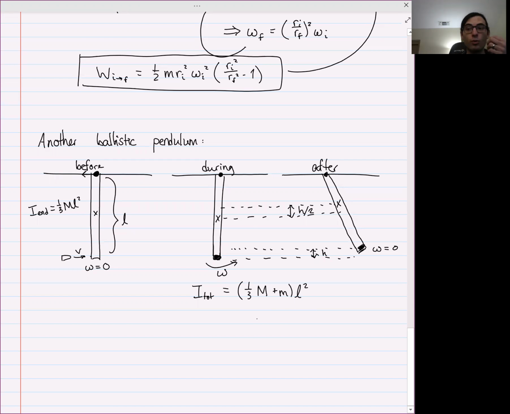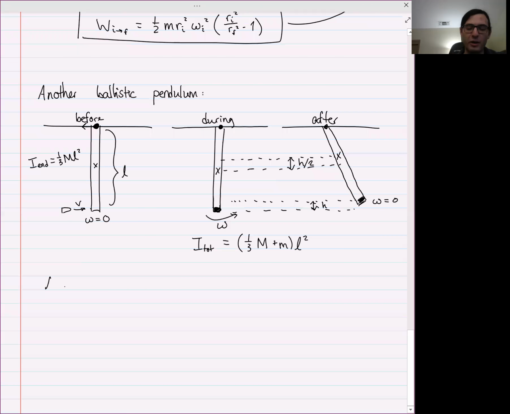Okay, hopefully I've already justified why it's reasonable to suspect that angular momentum is conserved. If you still don't believe me, consider what the external forces are. Well, there's gravity, but at least in the before-to-during phase, gravity points downwards, and the radial vector from the hinge to where the force is applied also points downwards. So gravity produces no torque.